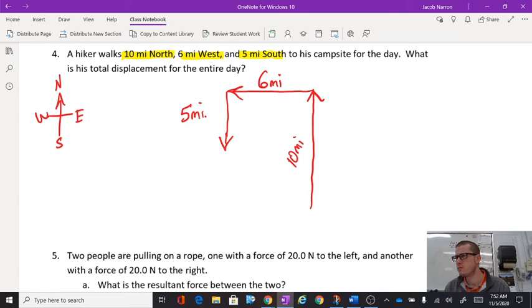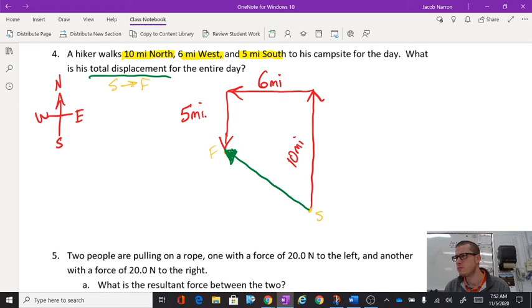Drawing a picture is going to be critical for a lot of the vector problems that we do, and this one's no different. So we got 10, 6, and 5. But again, if we're looking for total displacement, we're still going to draw start to finish. So finish is up here, start is down here, and so when I draw start to finish, that's where it needs to go. So it looks kind of like this.